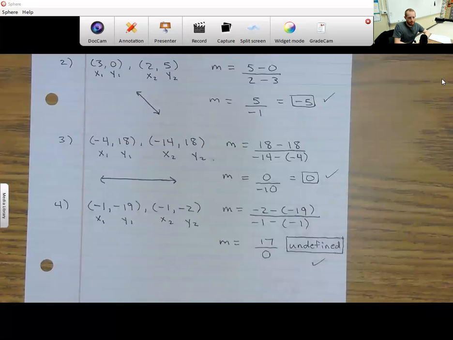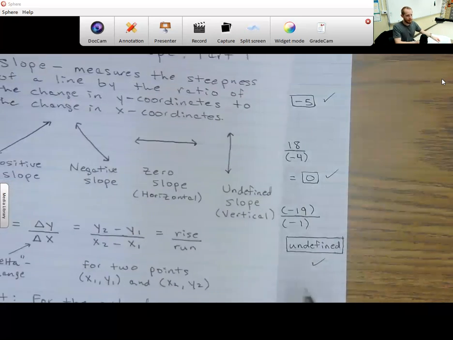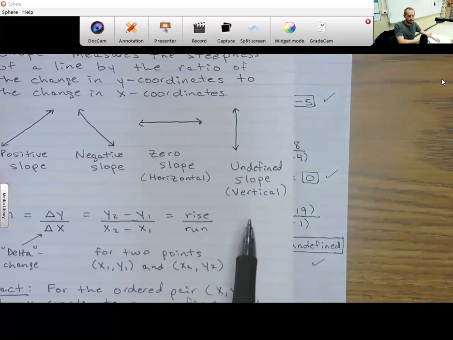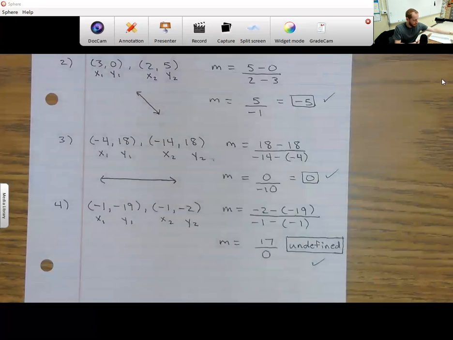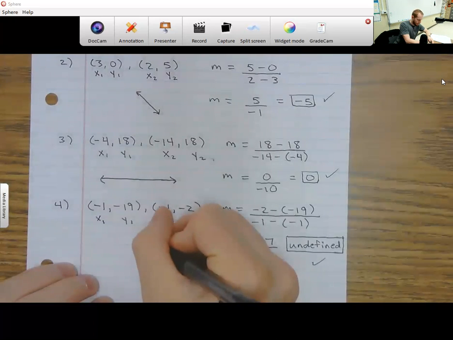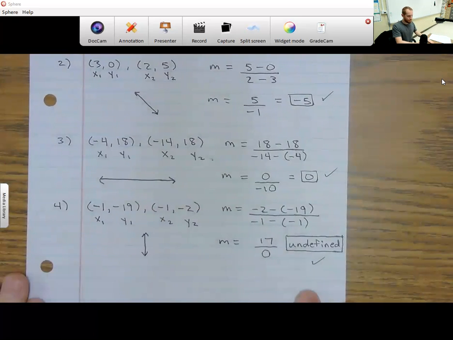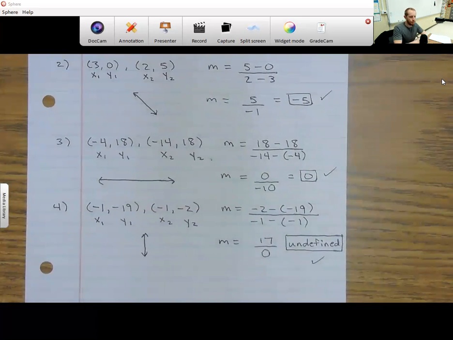So if I have an undefined slope, what is that going to look like? Well, going back to my first page, I know that my undefined slope is going to give me a vertical line. So the line is going to be completely vertical this time. So it's going to look like this. Just a vertical line. And if we have a vertical line, that means that the slope is undefined for that one.